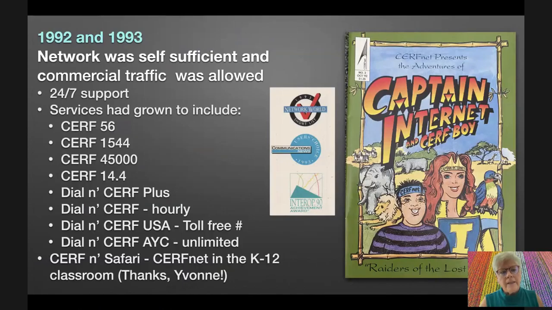In 1992 and 1993, the network was self-sufficient, i.e. it paid for itself, and commercial traffic was still allowed. We provided 24/7 support. We had a bunch of new services. We had Surf 56, 1544, which is a T1, and 45,000, which was a T3 at the time, which was, you know, huge.